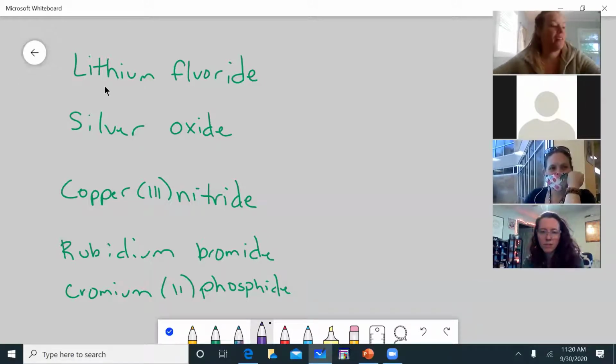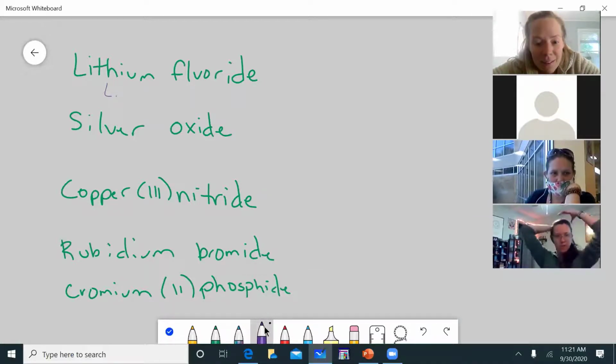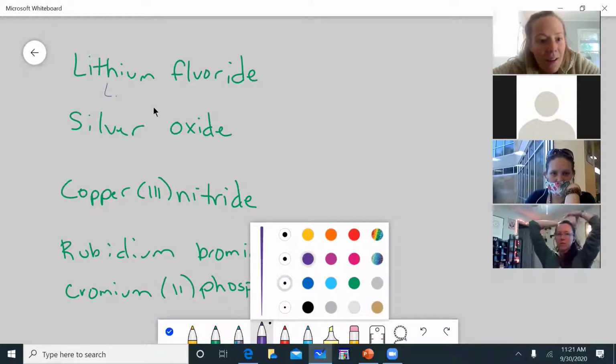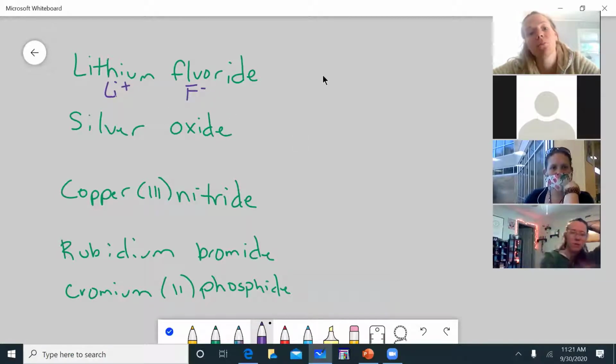Okay, so we've got lithium fluoride. So write your metal with its charge, and it is not 2 plus, it is 1 plus. We've got lithium with a 1 plus charge. Fluoride is talking about fluorine with a minus charge, flip-flop, LiF.